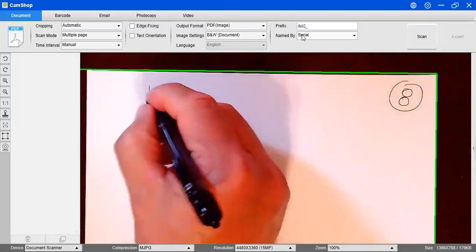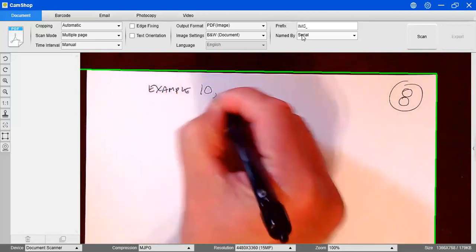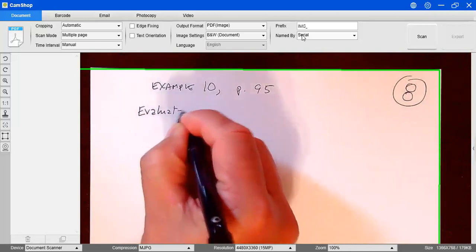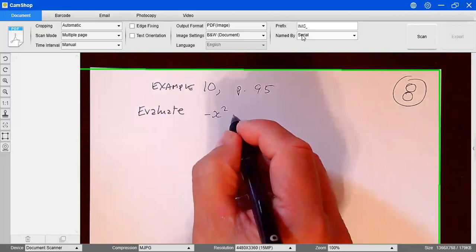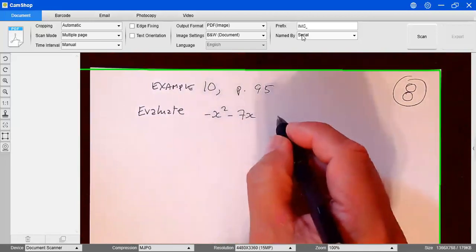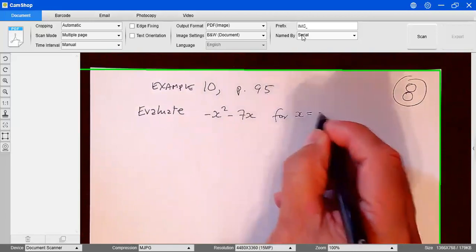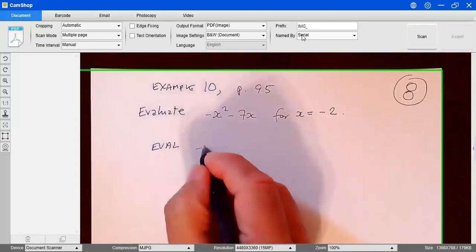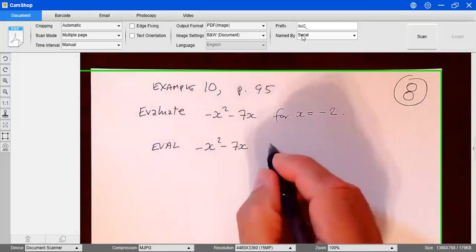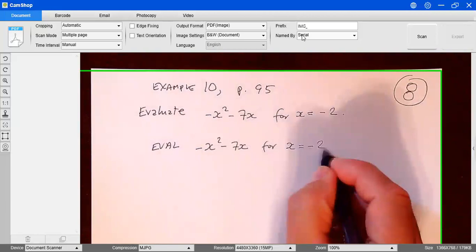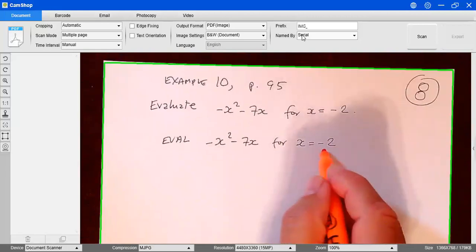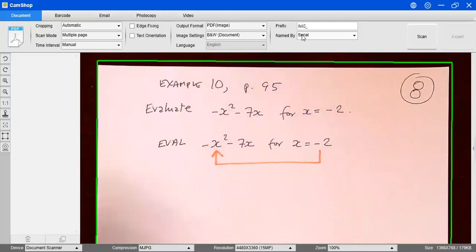So we have example 10, page 95. So it says that we're going to evaluate negative x squared minus 7x for x equals negative 2. So you remember when you evaluate an algebraic expression for a given value of the variable, what you're going to do is just replace the variable with that value. So you're going to replace x with negative 2 in this case.